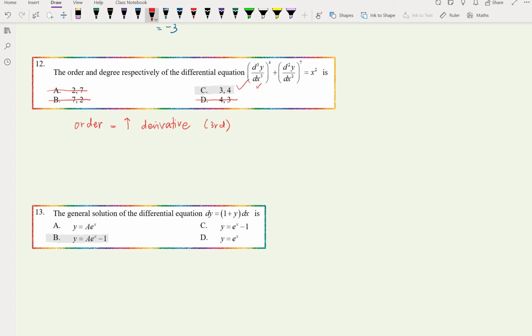You can also double check because our degree is referring to the power of your highest derivative earlier. Okay, so we have determined the highest derivative is d cubed y over dx cubed. So, its degree is 4.